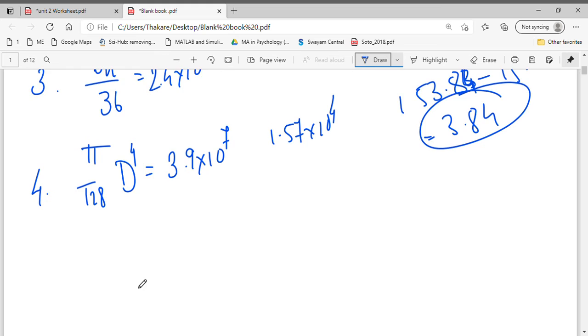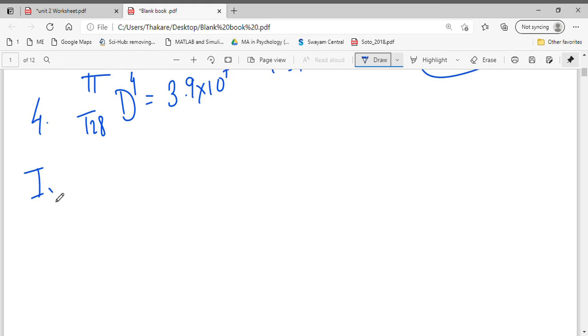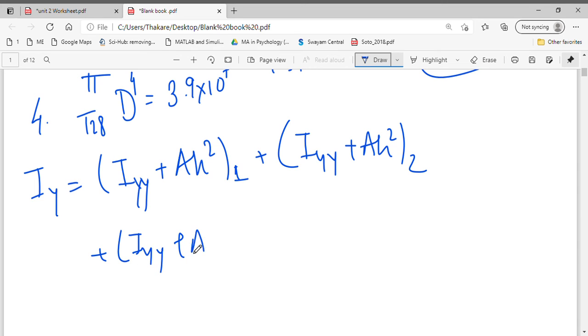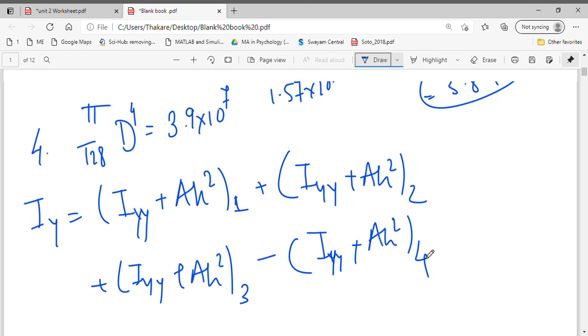Okay, and we have the formula to determine IY as IYY plus AH square for section 1, plus IYY plus AH square for section 2, plus IYY plus AH square for section 3, and the semicircle we need to deduct, so minus IYY plus AH square of section 4.